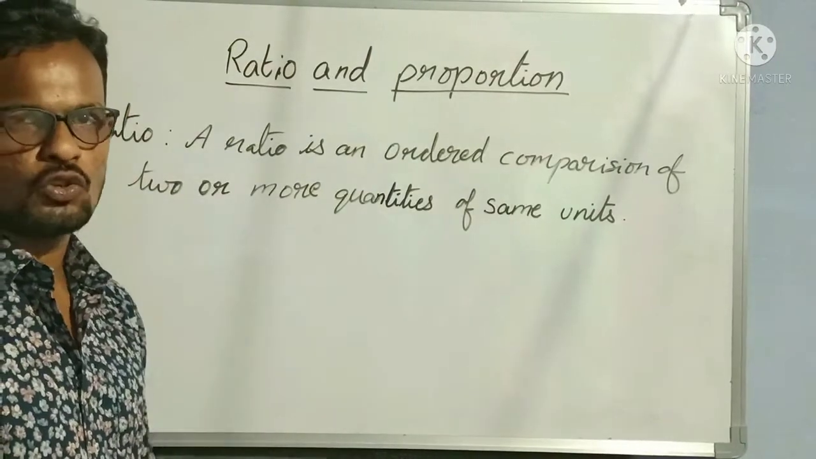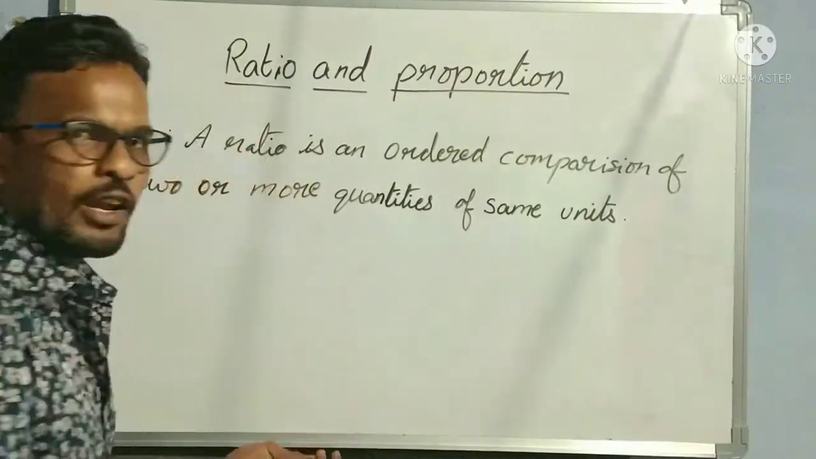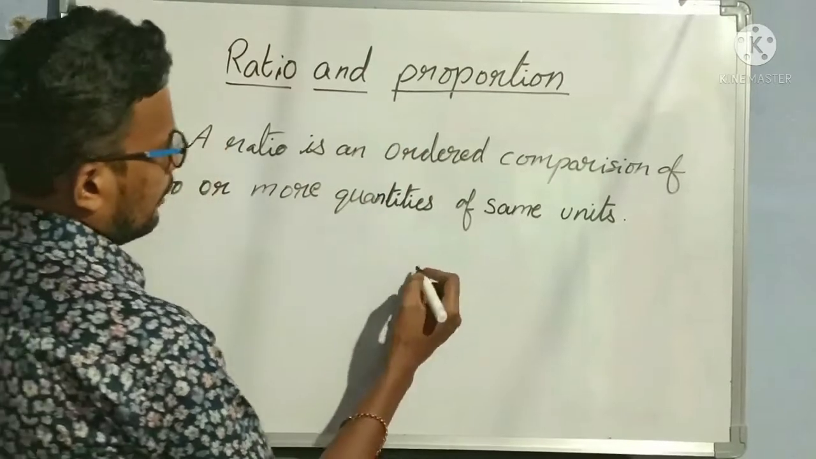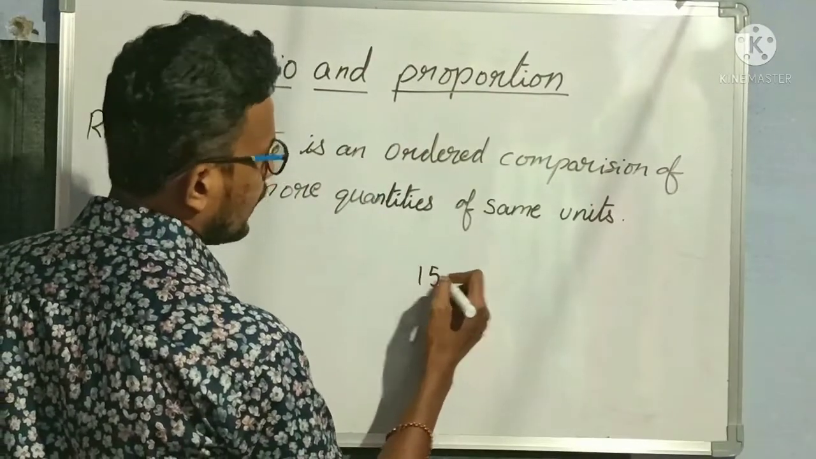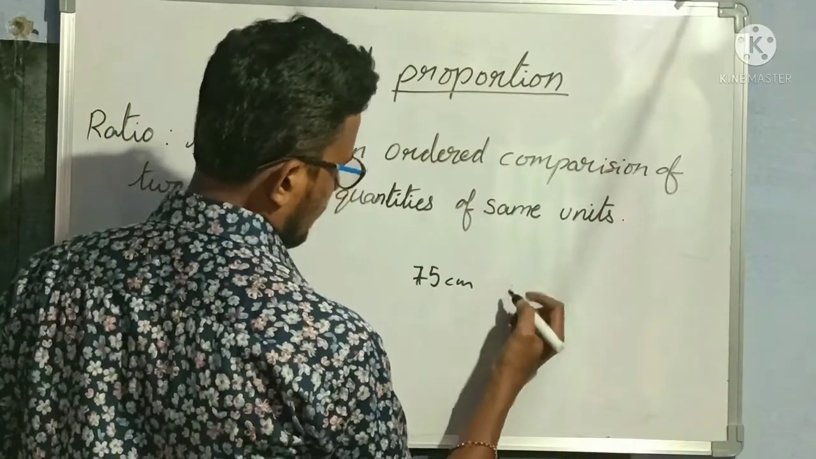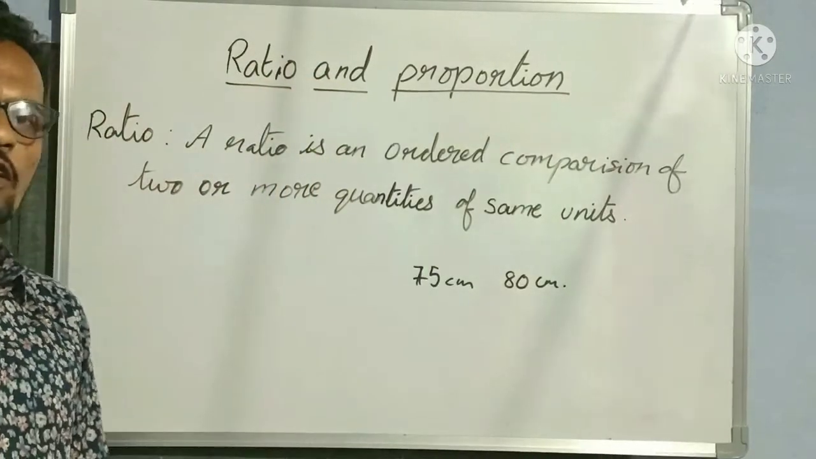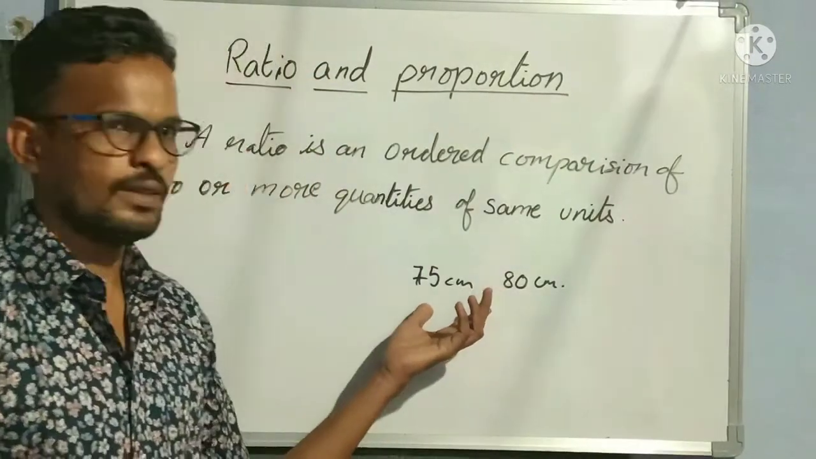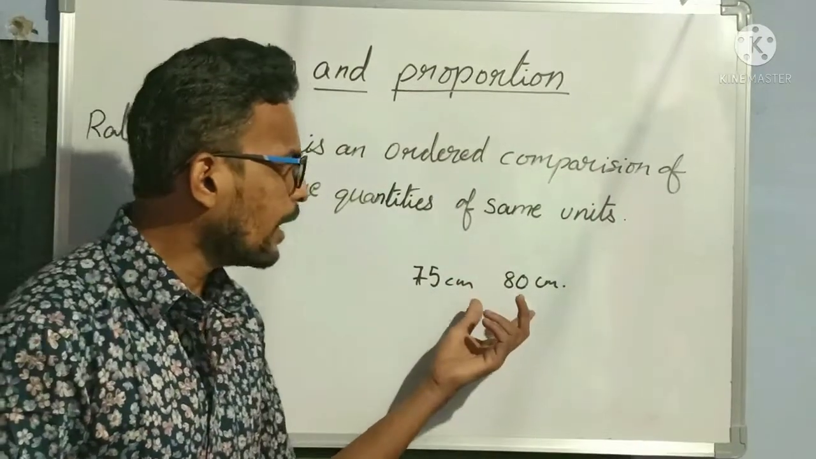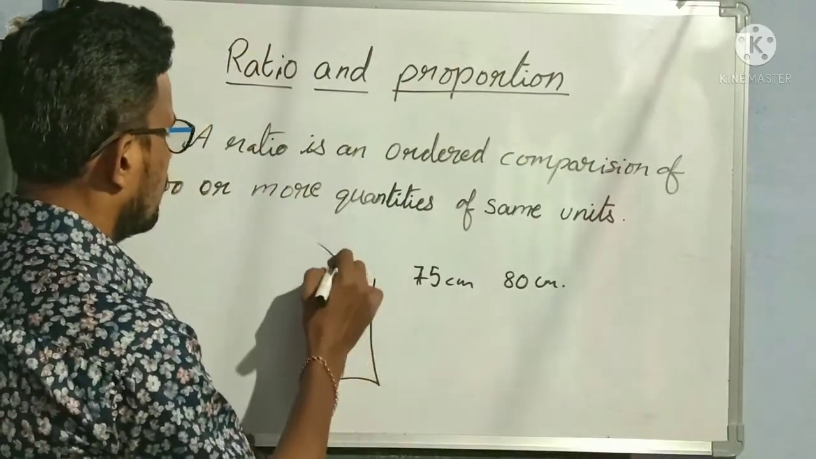This is called ratio. Suppose, I hope everyone knows coconut trees, right? They will be very tall. If I take the height of one coconut tree as 75 centimeters and the other coconut tree as 80 centimeters, I want to compare the height of these two trees. The first tree is 75 centimeters and the second tree is 80 centimeters.